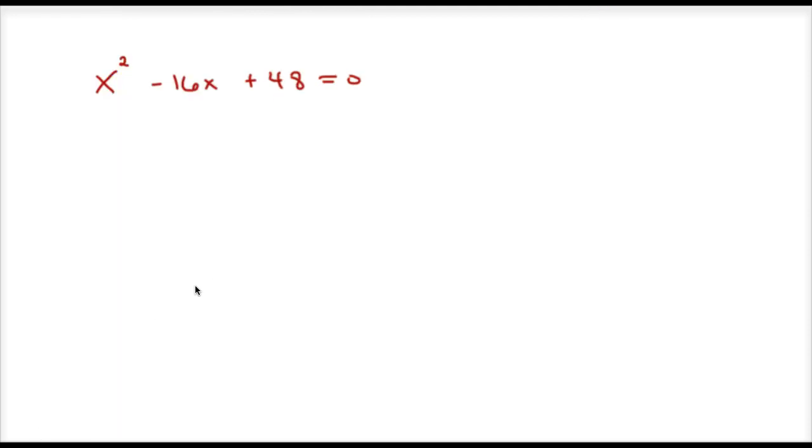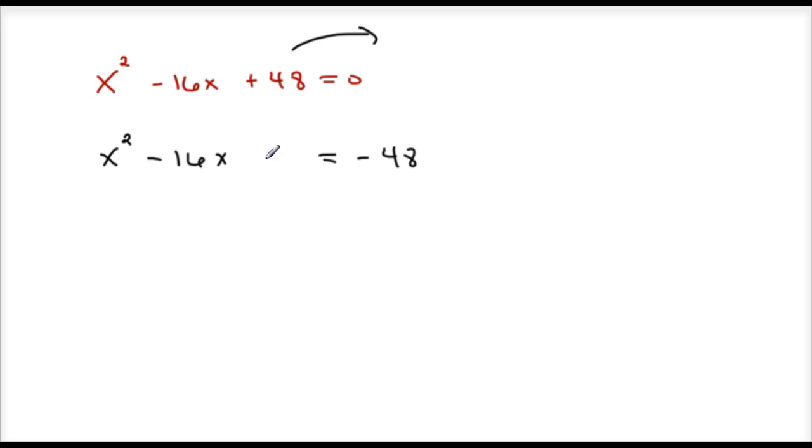x squared minus 16x plus 48 is our next example. Alright, let's start off by getting the x's on one side. Let's bring this positive 48 to the other side. So we get x squared minus 16x equals negative 48. Now I left a little space for myself here already.